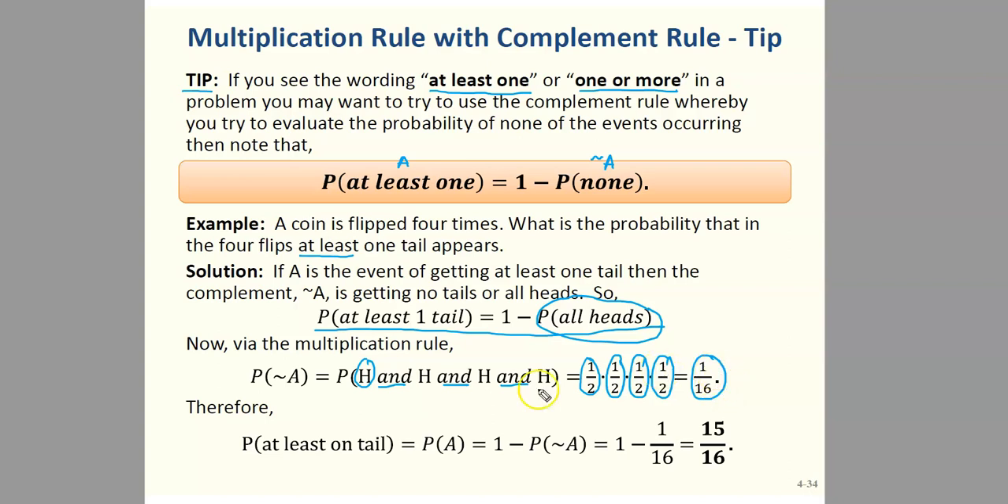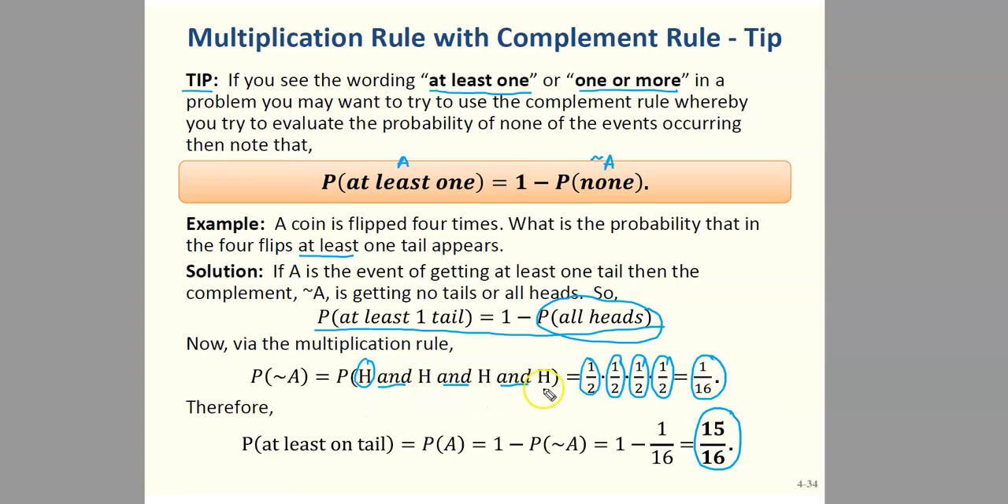So then the probability of getting at least one tail is going to be 1 minus the probability of getting all heads. So that's going to be 1 minus 1/16, or 15/16, and that is our answer. So this is the probability of getting at least one tail when you flip a coin 4 times.